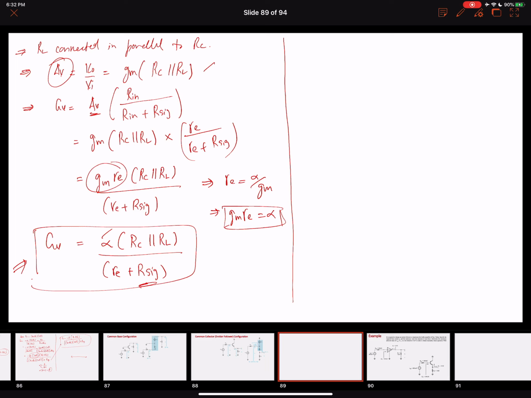Now we are going to do a common emitter configuration. This is the last configuration for our analysis. We will do one more example and wrap up our lecture today.